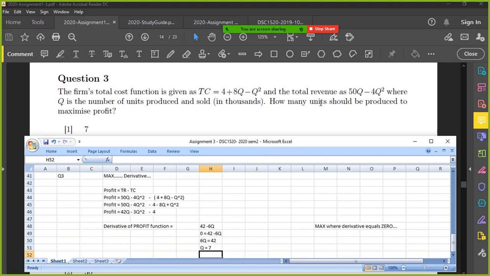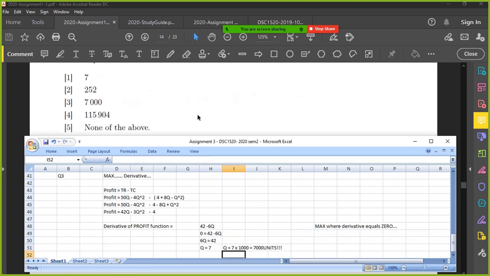All right, how many units should be produced? Here they're asking about the number of units. Do you see that? How many units? They said Q is the number of units produced and sold in thousands. So Q equals 7 times 1,000 is 7,000 units. So here I'm going to go with 7,000 as an answer, which is option 3.